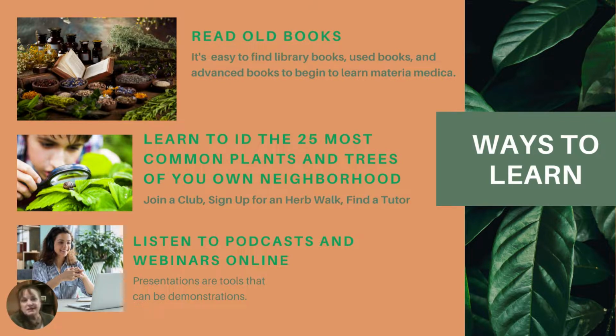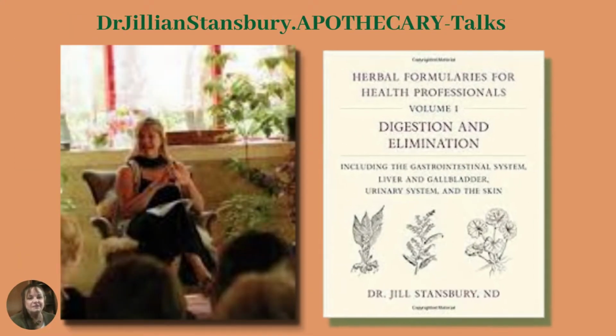Read old books. You can often find books in the library. You can often find used books at Goodwill and used bookstores, so you don't have to spend a lot of money. You can even spend no money checking out books from the library or finding 25-cent books at garage sales. Try to identify the 25 most common plants in your own neighborhood. Listen to podcasts and webinars online.